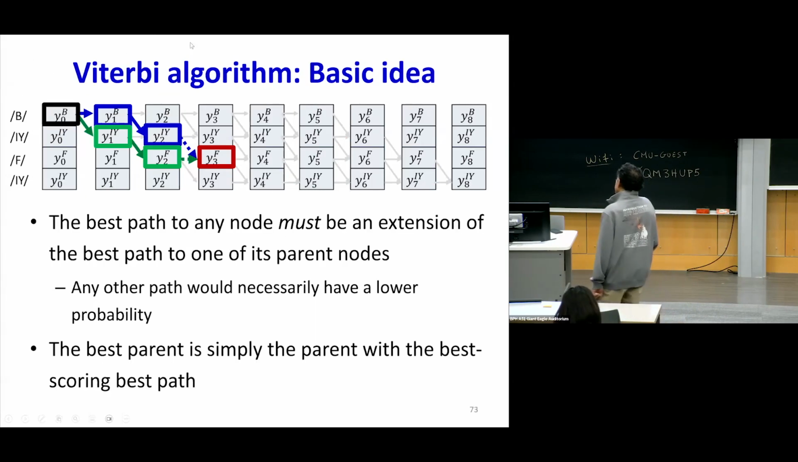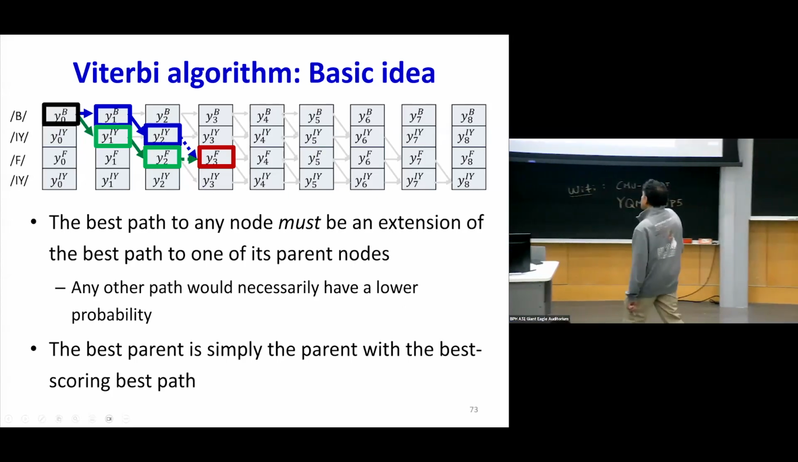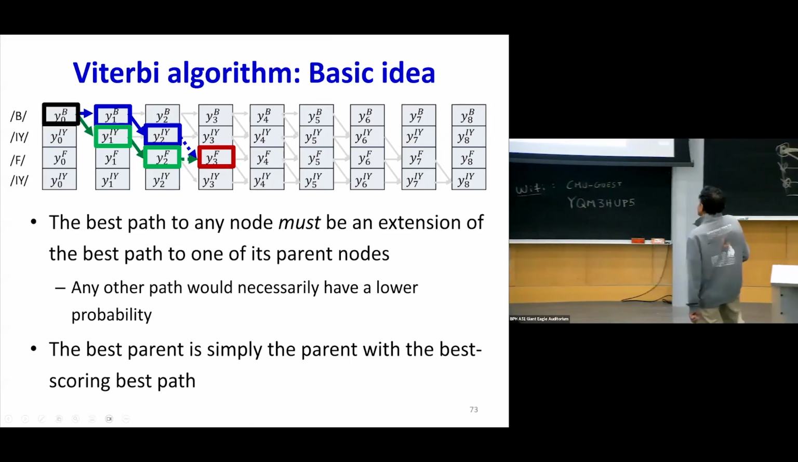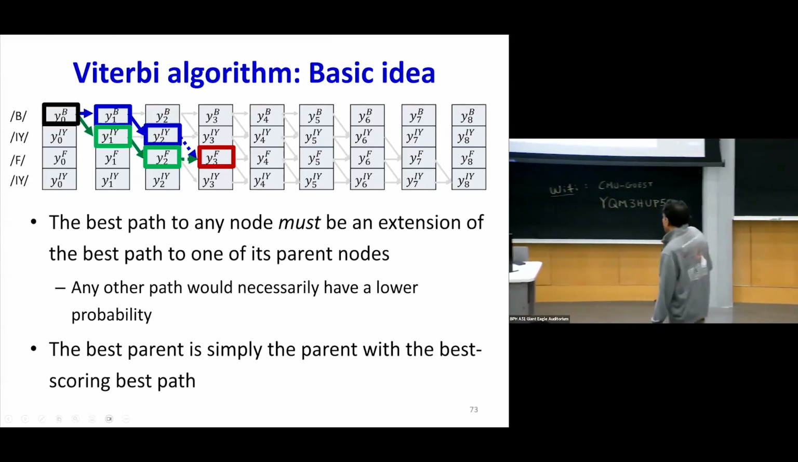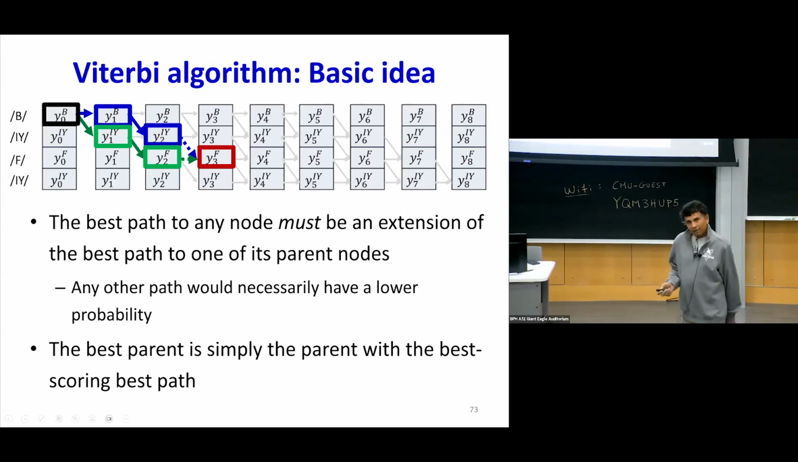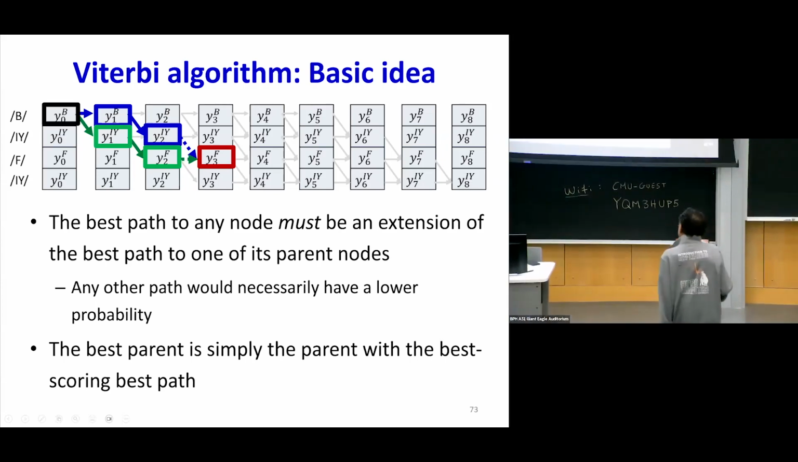So basically here's what we do. The best path to any node must be an extension of the best path to one of its parent nodes. This is a guarantee. Any other path would necessarily have a lower probability, right? And the best parent is simply the parent of the best scoring path.